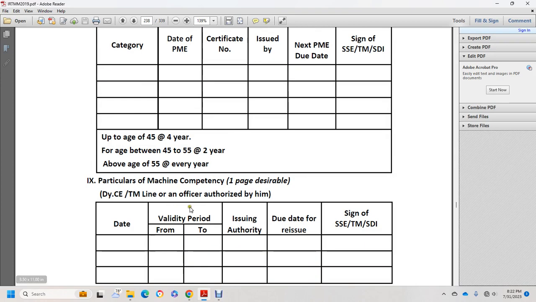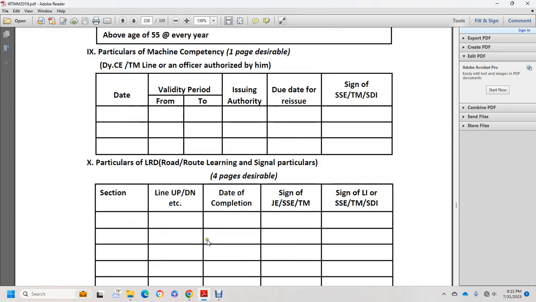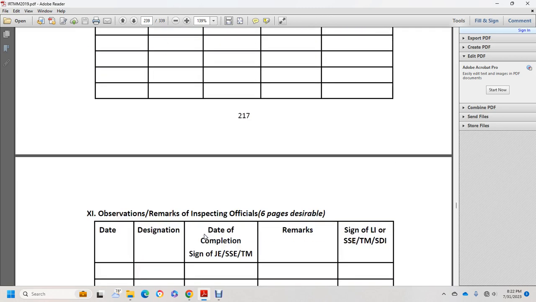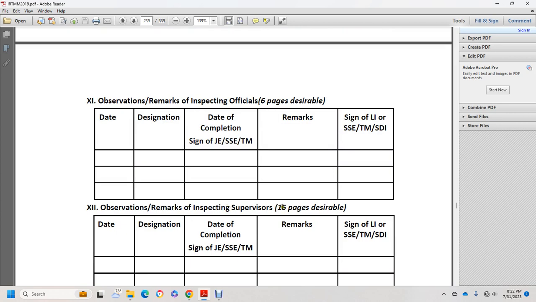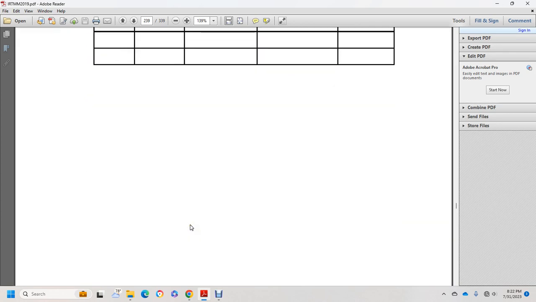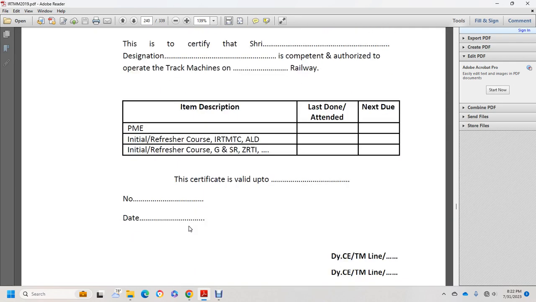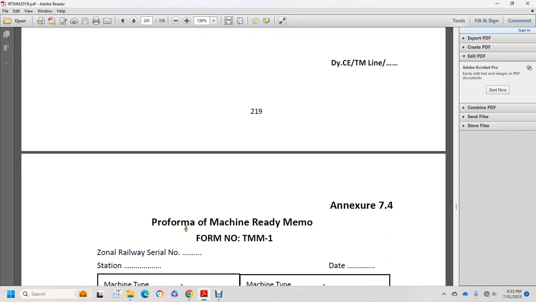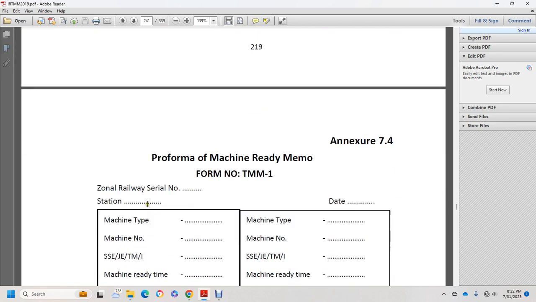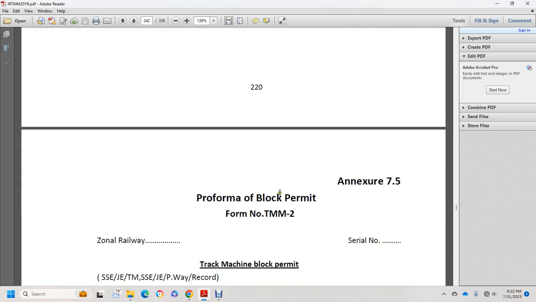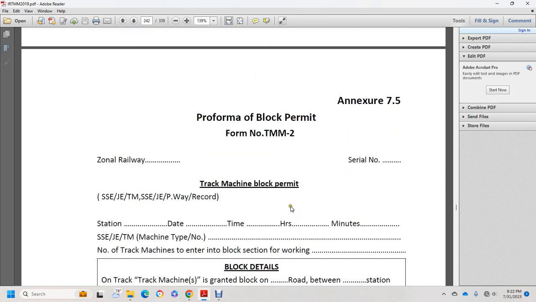Particular machine competencies. Particular load, route learning, signal particulars. Observation remarks of inspection officials. Observation remarks of inspection supervisors. Competency certificate. Pro forma machine ready memo number TM11. Pro forma block permit form number TM22.